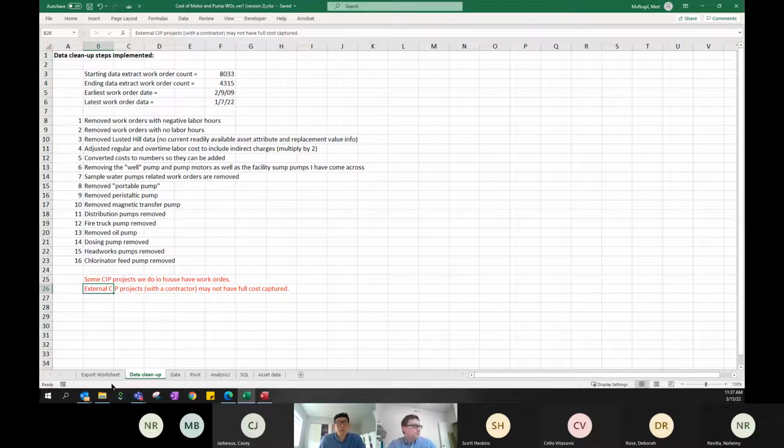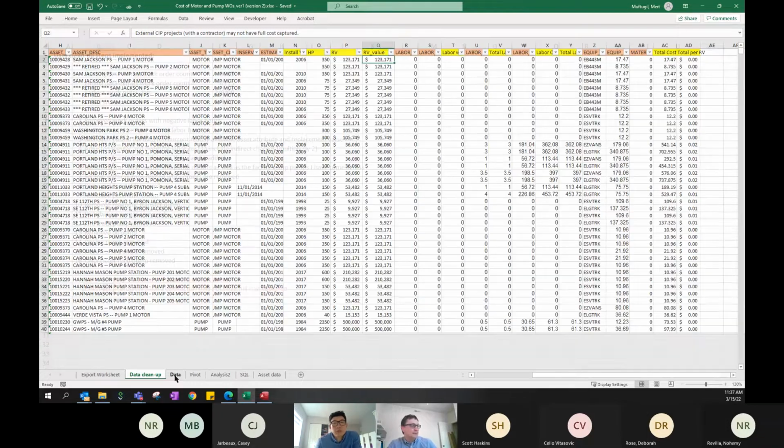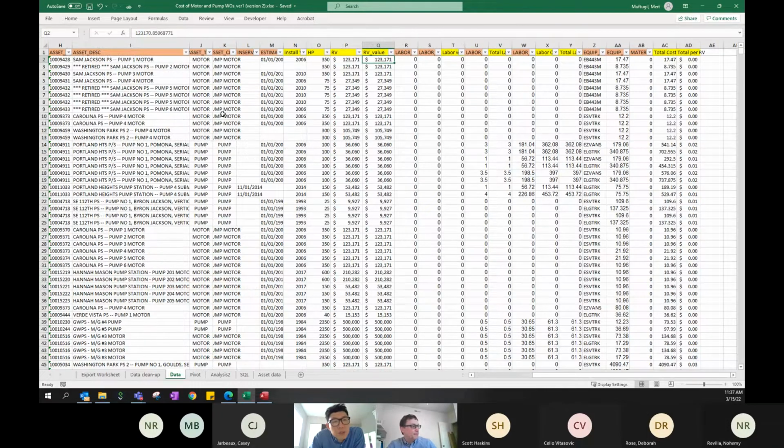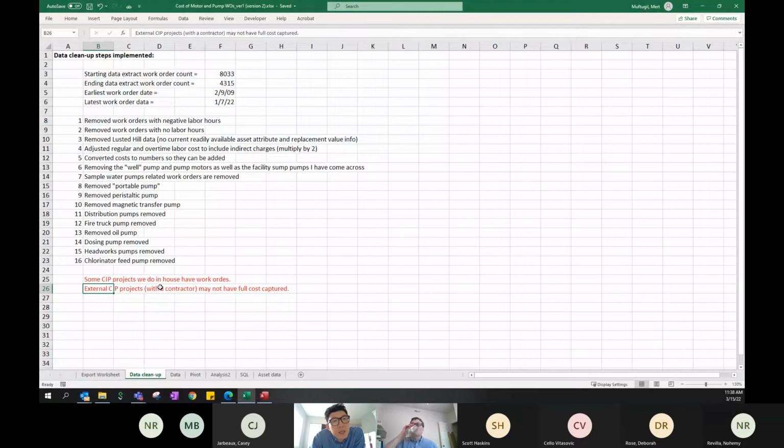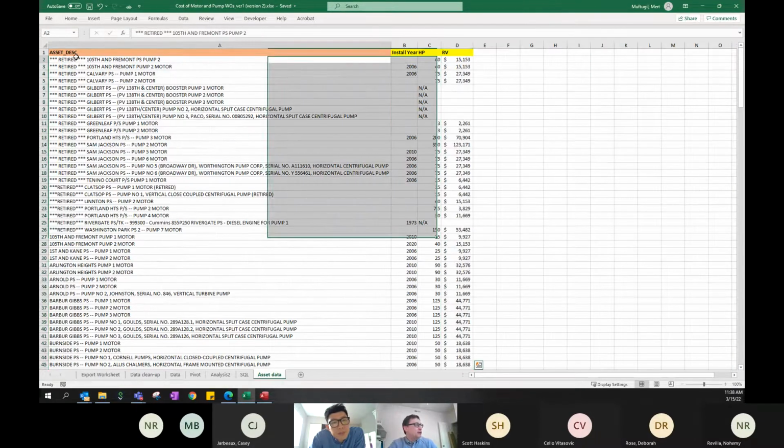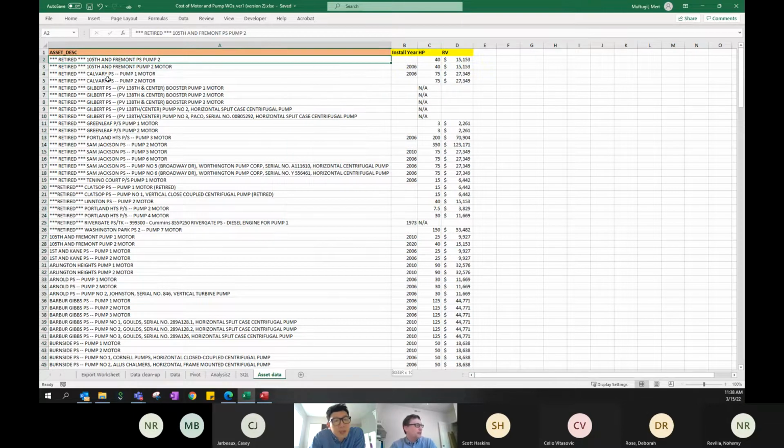So Mert, just a quick question. With that correction, how many pumps are those over 4,000 work orders covering? Yes, I have a little over 250, including the retired ones.